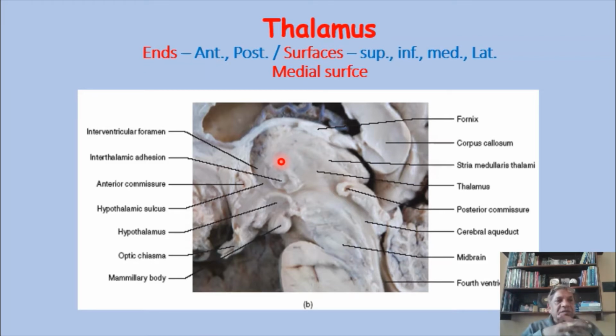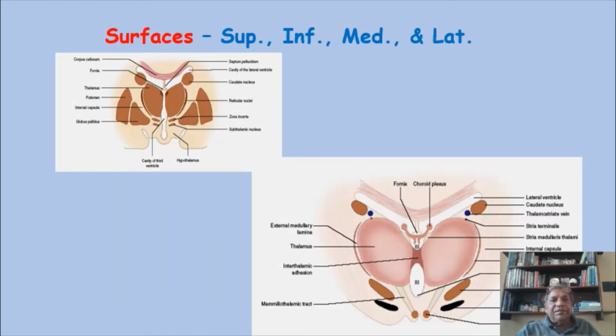The rest of the thalamic surfaces, superior, lateral and inferior, are hidden, completely covered by portions of the cerebral hemisphere. Let us come to the superior surface. We can see it very well if you cut a coronal section of the thalamus. So let's go to the next slide, where we will see the surface.